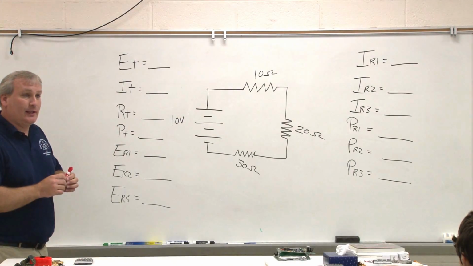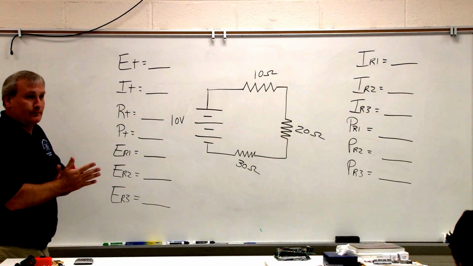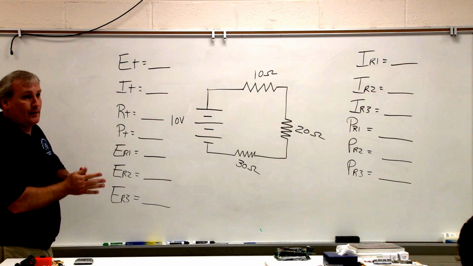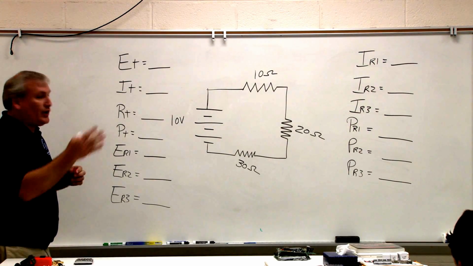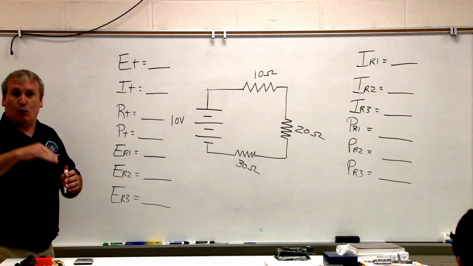Our first circuit is a series circuit. How do we identify a series circuit? Seth? Well, the resistors are in series. Okay, what do you mean by that? There's only one way for the electrons to go. There's only one path, there's one loop.